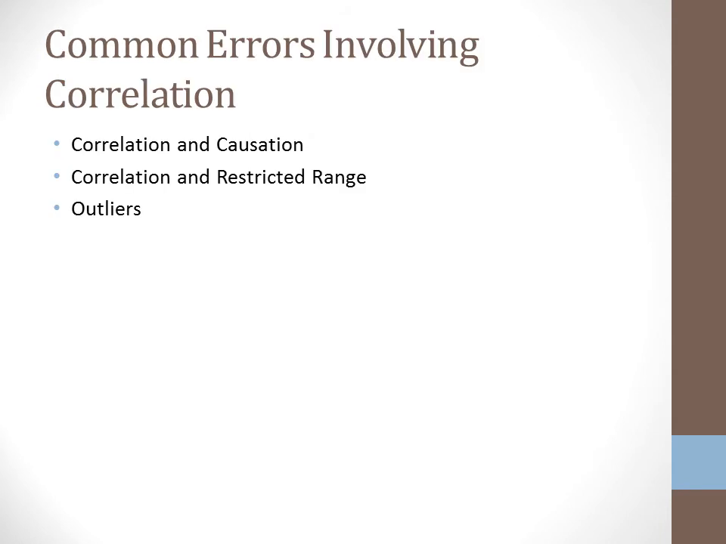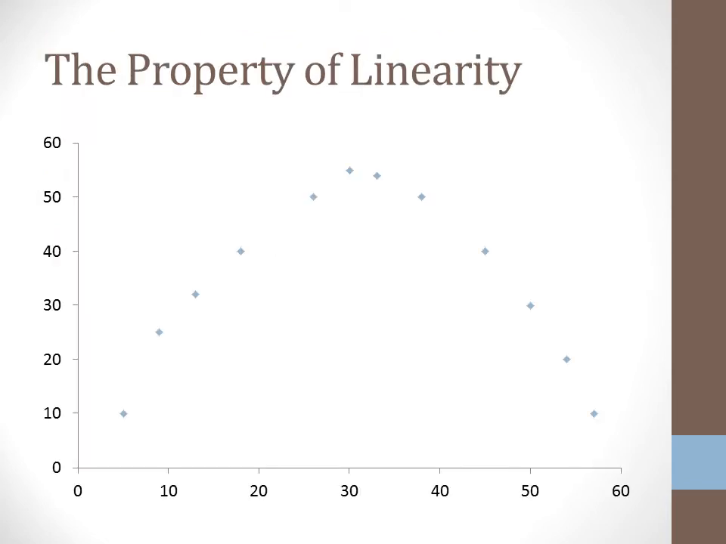The next common error involving correlation that we're going to discuss is the property of linearity. If there's no linear correlation, that doesn't necessarily mean that no correlation exists. For example, if you look at this scatter plot, you would have a very difficult time finding a linear relationship among the x and the y variable. That doesn't necessarily mean that there isn't a relationship. It just means that the relationship is not linear.